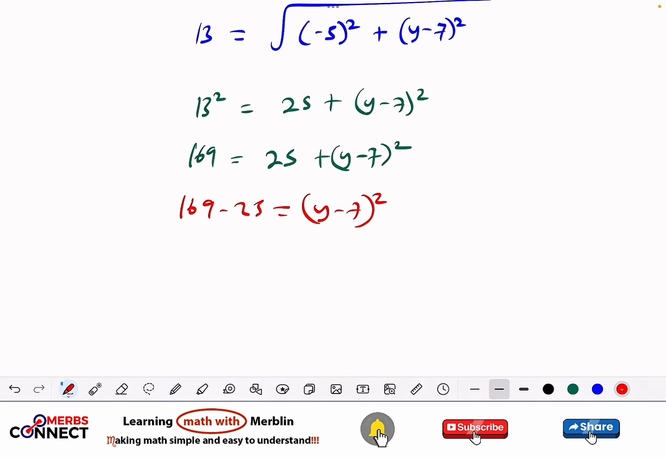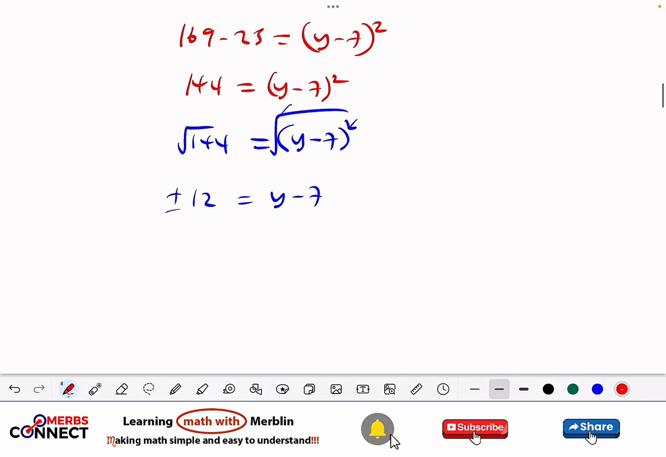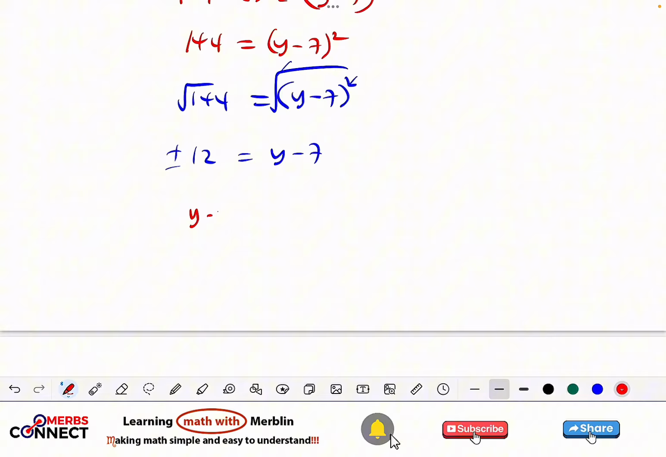169 minus 25 is going to be 144, which is equal to (y minus 7) all squared. Take the square root on both sides, and the square root of 144 is going to give us 12. The square root of this squared term cancels it, so I'm going to have 12 is equal to this. But here it is going to be plus or minus, don't forget. So I'm going to have y minus 7 is equal to 12, so y is equal to 12 plus 7, which gives us 19.